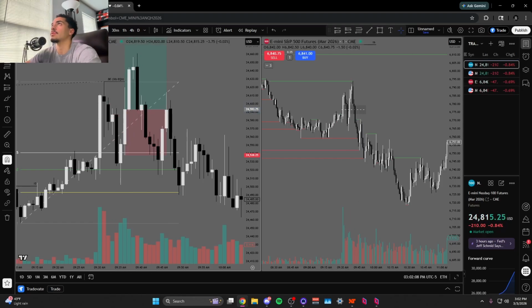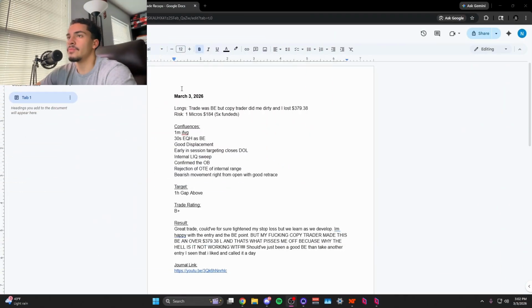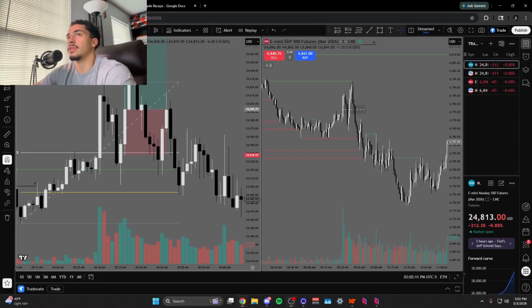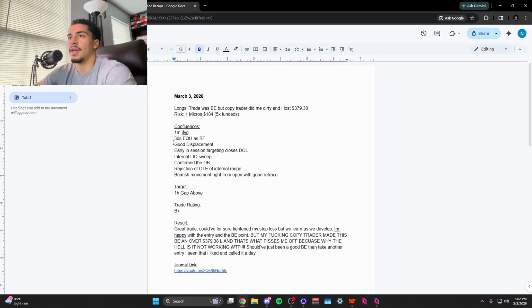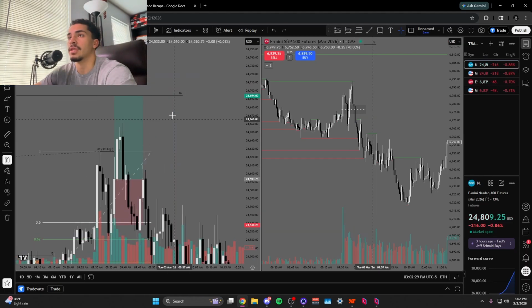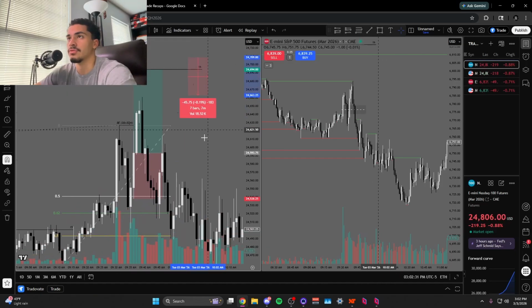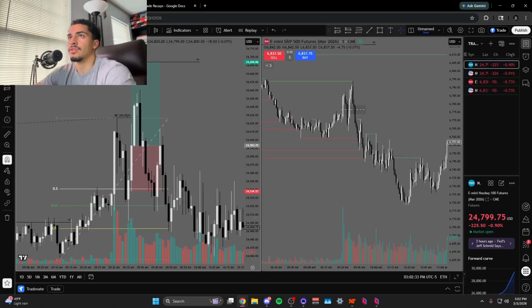Give me 1 second. I'll load up the other confluences that I did have for it as well, so I don't miss anything. Here it is. 1 minute IFVG, 30 seconds at the break even point right here of this swing high. Good break even point. We also had good displacement, like I said, early in session. So what does that mean? That we're more likely to hit our external draw on liquidity. Internal liquidity sweep down here.